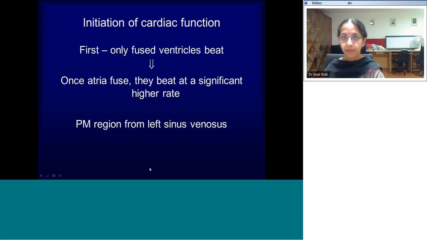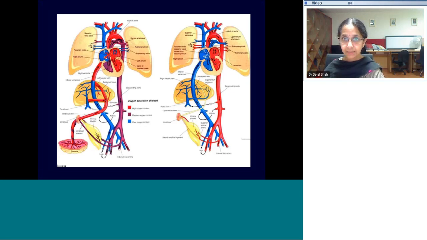Now coming to the last thing, the conduction defect, we have to understand that initially only the ventricles beat, and once the atria fuse, the atria also start beating, and then you have an atrioventricular coordination. Interestingly, initially the pacemaker region is located in the left sinus venosus. This is just a very brief overview of the conduction system. And then you can see that you have a full-fledged heart after the fetal circulation disappears and shifts into a neonatal circulation.